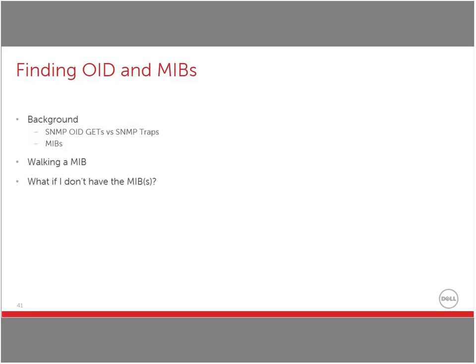Then we're going to walk a MIB using a MIB walker, and take a look at how you can find the specific OIDs that you want in a MIB. And then the big mysterious part is, okay, so what if I don't have the MIB? What do I do? We'll go over that as well. Those are the big questions that probably make it a little difficult.